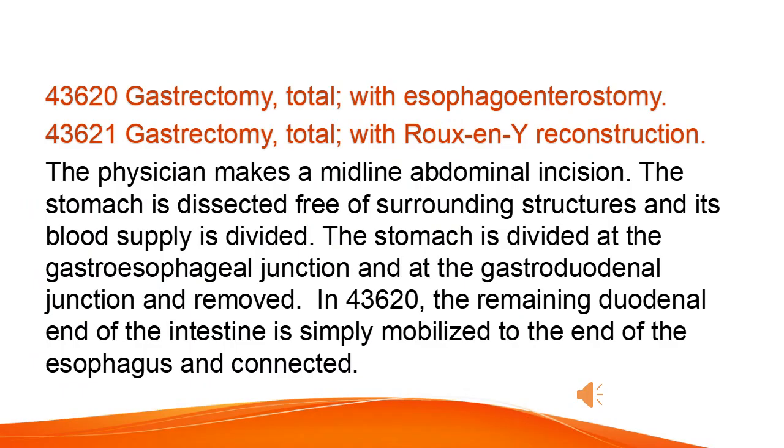Gastrectomy, total, with esophagoenterostomy. Gastrectomy, total, with Roux-en-Y reconstruction. The physician makes a midline abdominal incision. The stomach is dissected free of surrounding structures and its blood supply is divided. The stomach is divided at the gastroesophageal junction and at the gastroduodenal junction and removed.